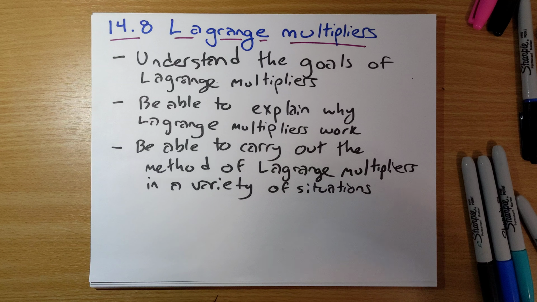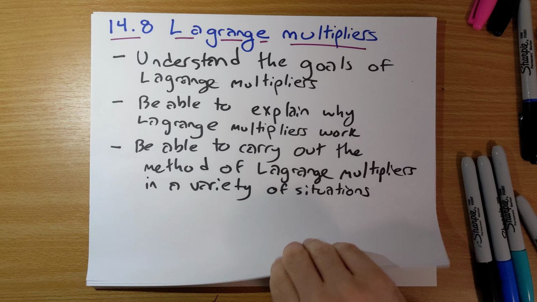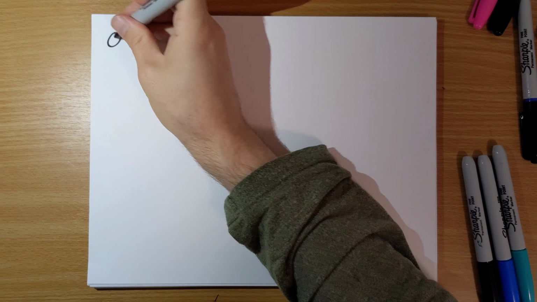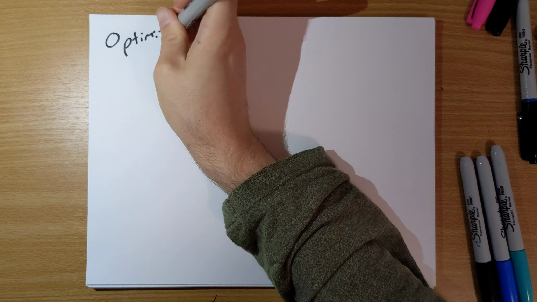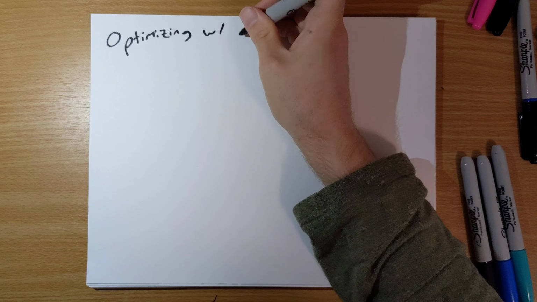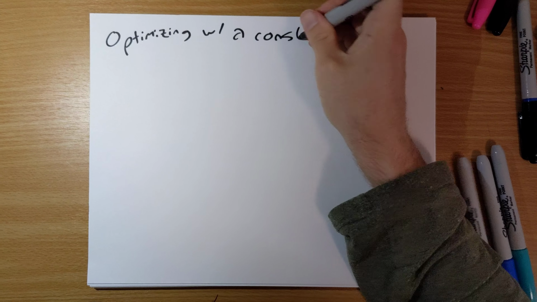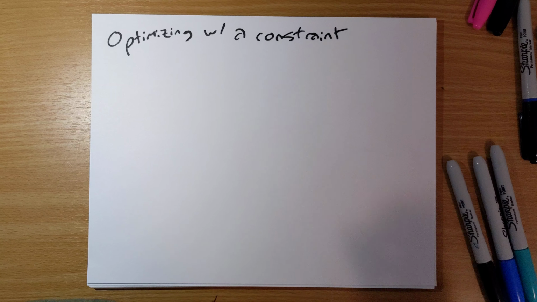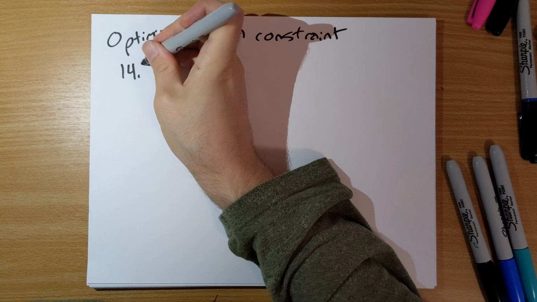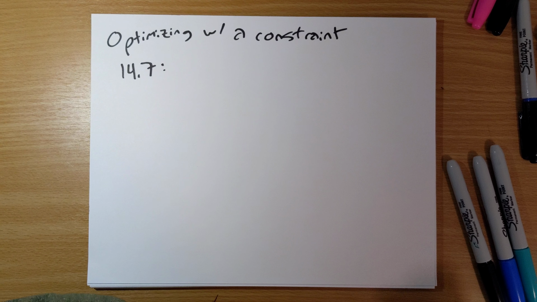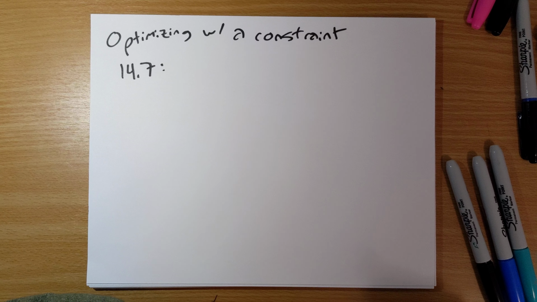So, before we get into what Lagrange multipliers are, let's talk about the big overall theme here, which is going to be optimizing with a constraint. So last section, section 14.7, this was our first of our two optimization sections here in chapter 14.